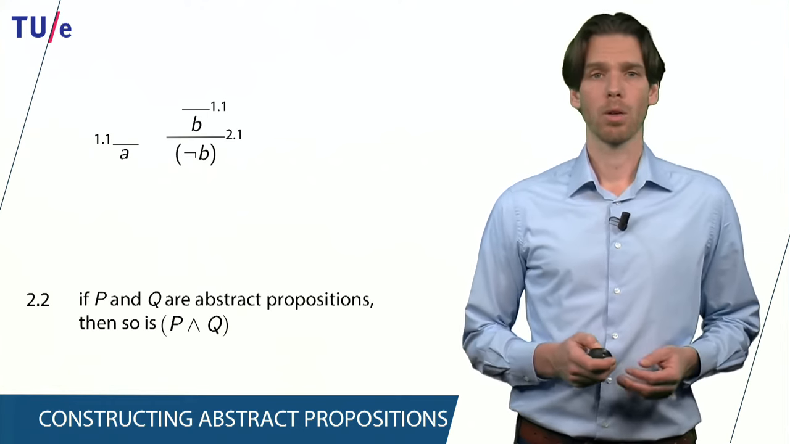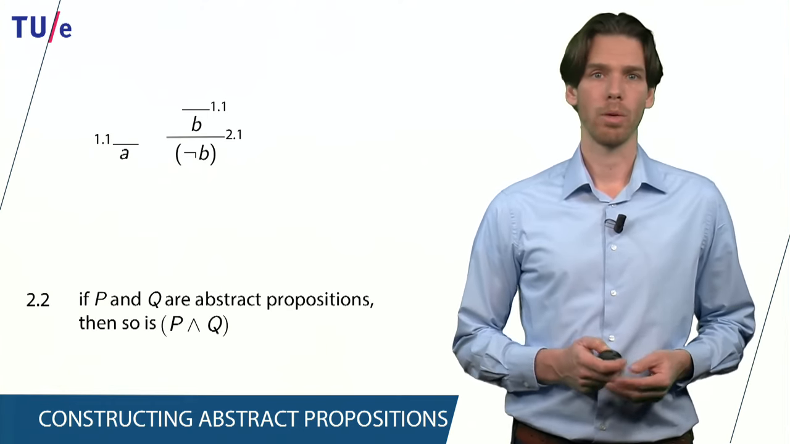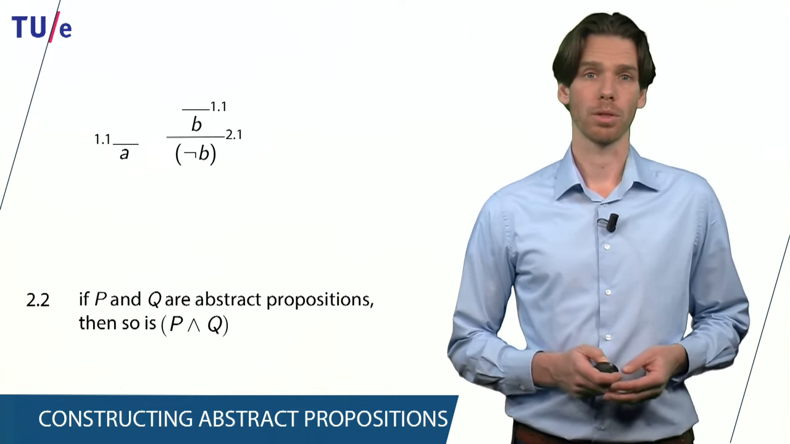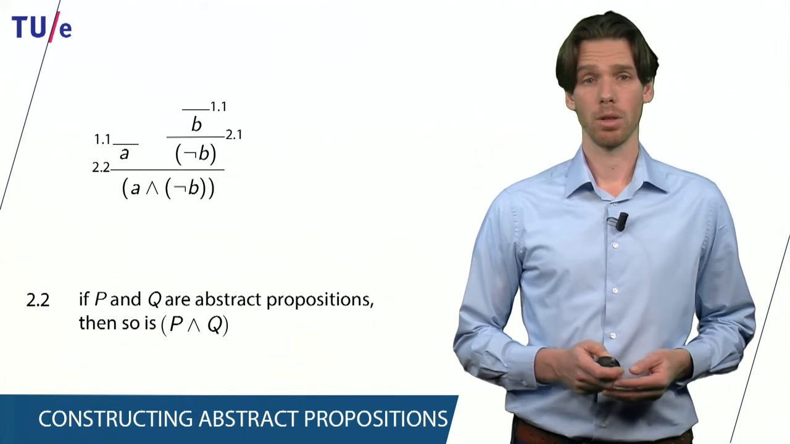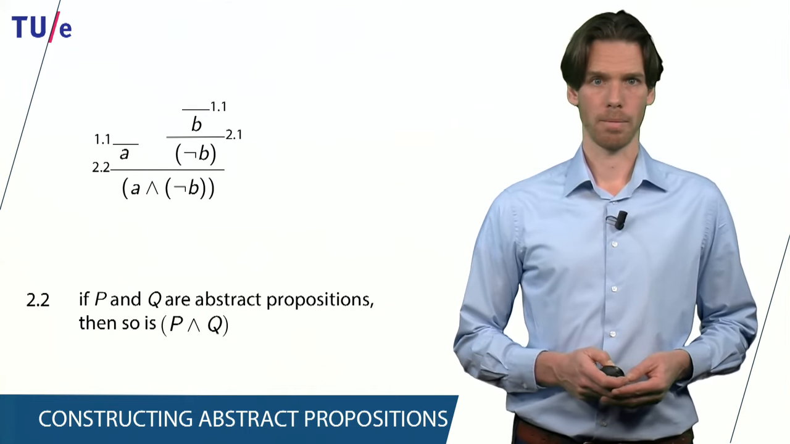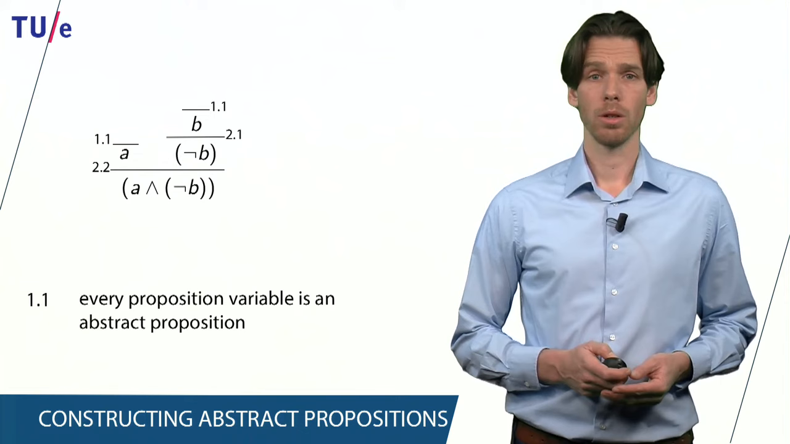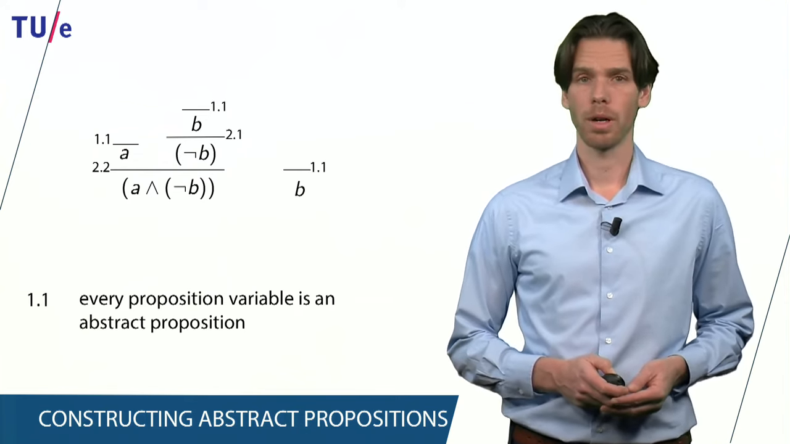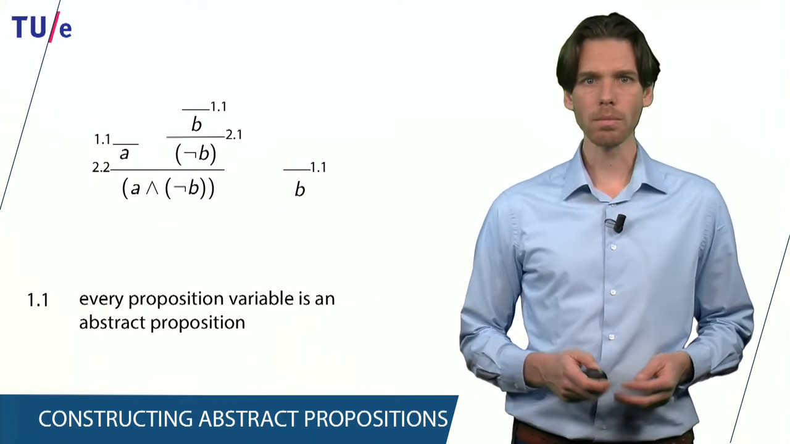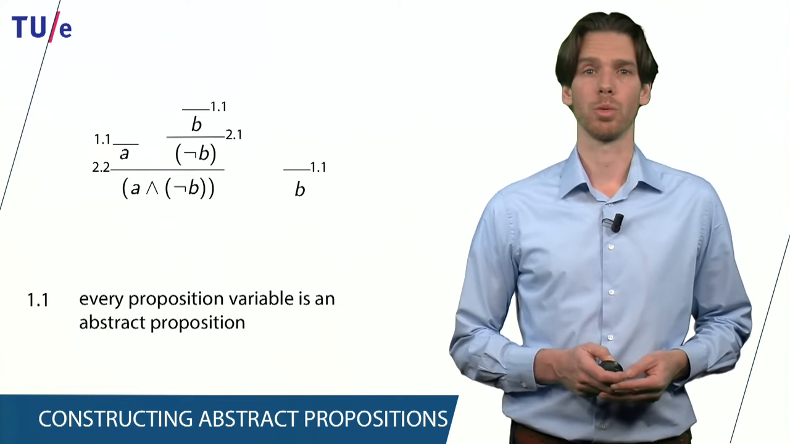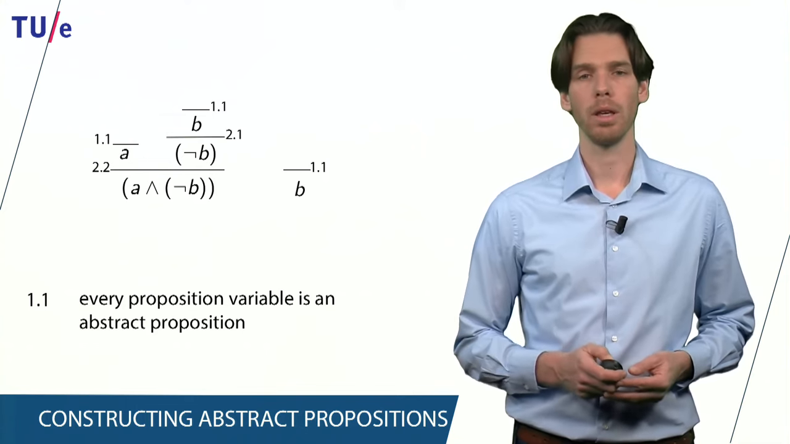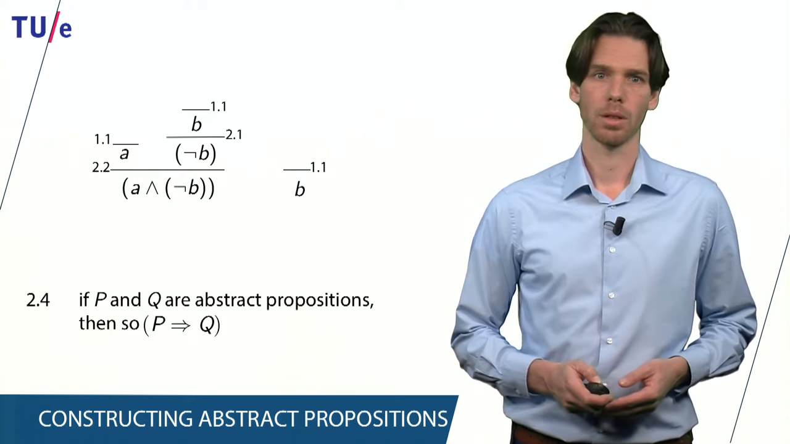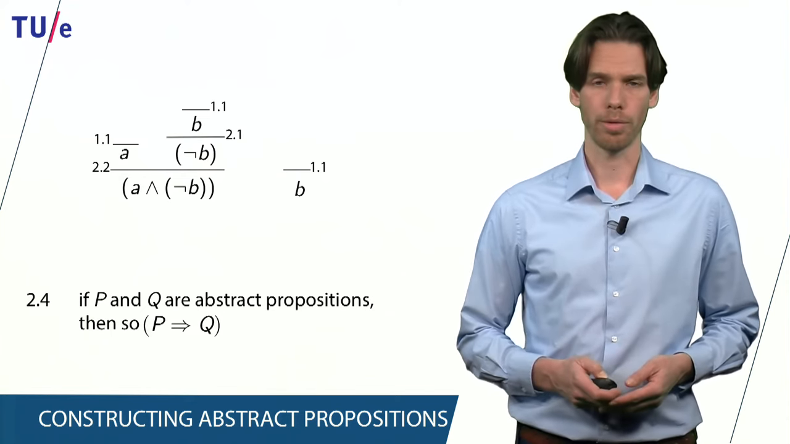Then we may combine the two abstract propositions we have now, A and not B, by putting in a conjunction symbol in between and enclosing the result in parentheses. This gives us the new abstract proposition A and not B. We continue with an application of clause 1.1 to conclude that the proposition variable B is an abstract proposition, and then we can combine the two abstract propositions we have, A and not B and B, by putting an implication symbol in between and enclosing the result in parentheses. This is an application of clause 2.4.